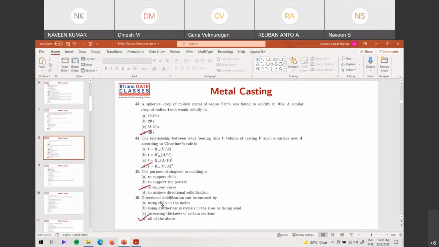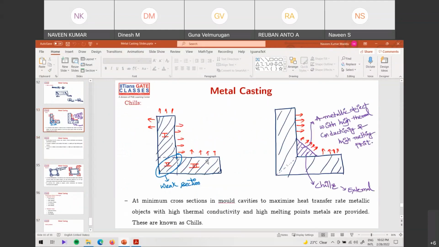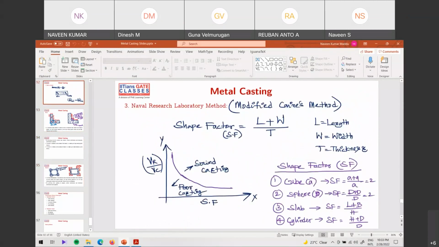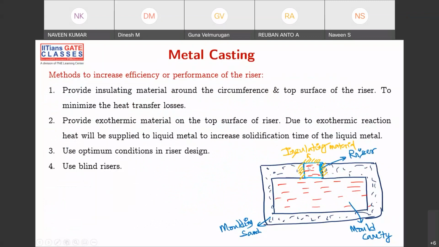Where is that? We have solved it here, not here. Yeah, here we have solved the same question, and the same question has been put here in a different way. The answer is B. You're right. The directional solidification, I'll show you here. Yeah, this one. So here, you're putting a riser and all these things.